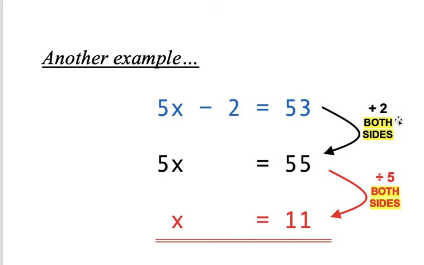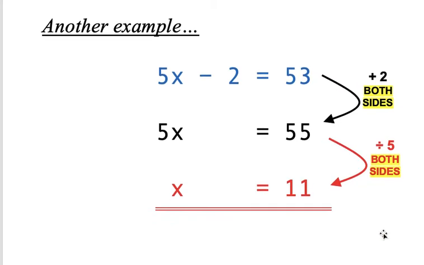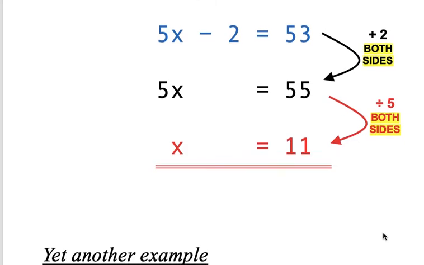So adding 2 to both sides, I get 5x, and then the minus 2 disappears, equal to not 53, but 55. 5x equals 55, and then I don't want to know what 5x's are. I want to know what 1x is on its own. So I divide everything by 5 to get a single x equal to 11. Yet another example.